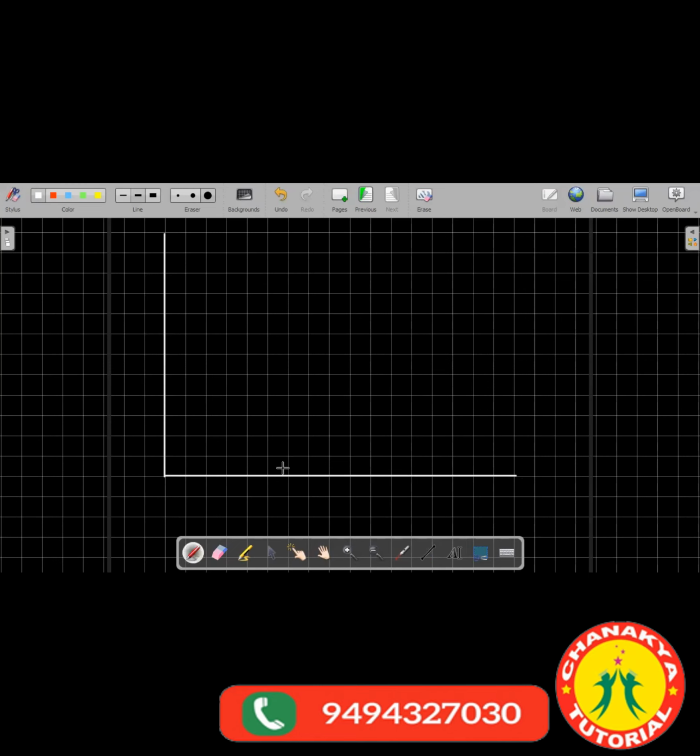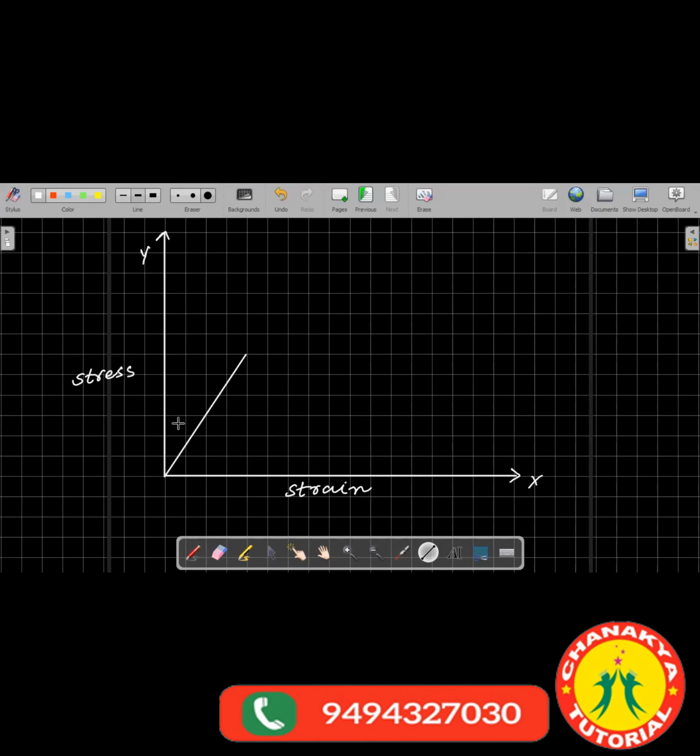So here I take this as the y-axis, and here I take the x-axis. On the y-axis, I represent the stress. On the x-axis, I represent the strain. If you draw a curve between stress and strain for a material, you will get a straight line up to a certain value of the stress and strain, something like this.